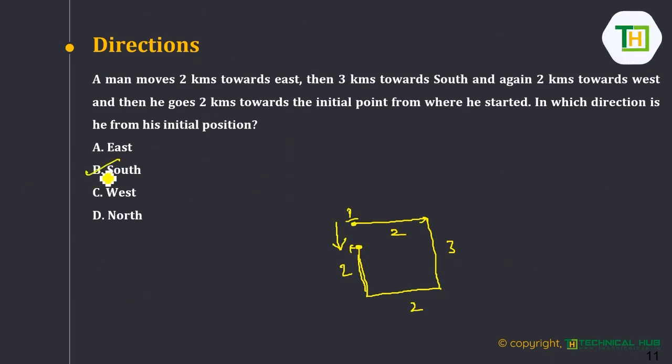So this is the path here. First he moves 2 kilometers towards east, then 3 kilometers towards south and 2 kilometers towards west, and then goes 2 kilometers towards the initial point. Finally, he is 1 kilometer away from the initial point and he is in the south direction from the initial point. The answer is south.